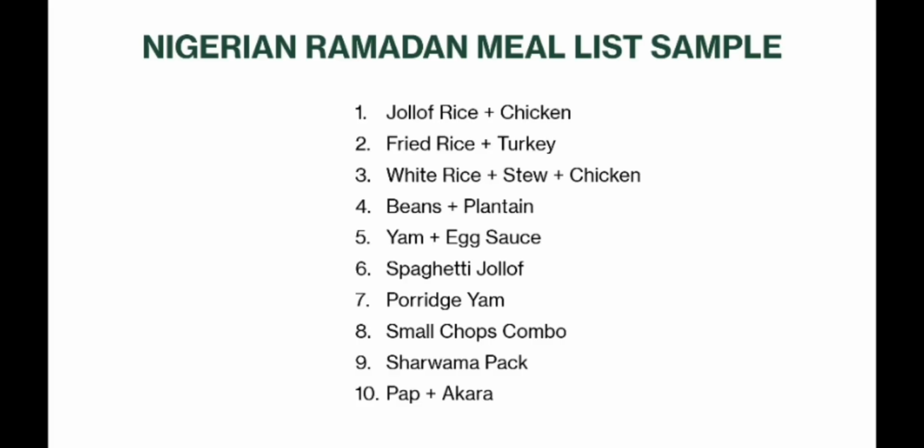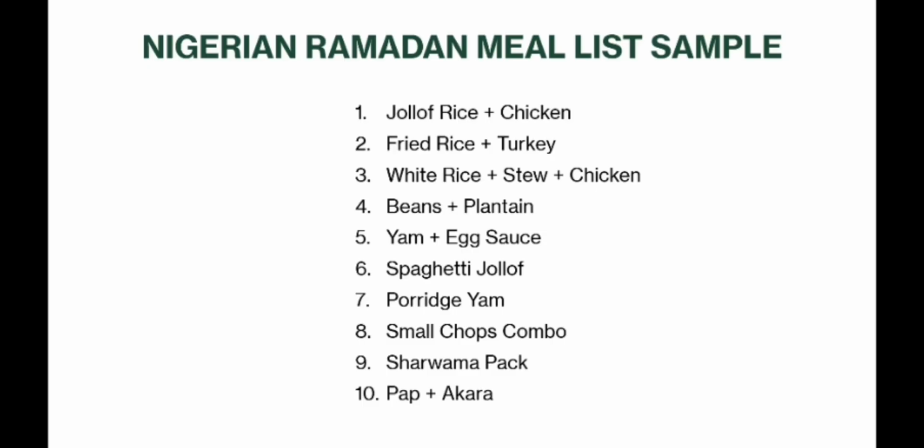For day 1, we are using jollof rice and chicken. For day 2, fried rice and turkey. Day 3, white rice plus stew and chicken. Day 4, beans and plantain. Day 5, yam and egg sauce. Day 6, spaghetti jollof. For day 7, porridge yam. Day 8, small chops combo. Day 9, shawarma pack. And day 10, pap and akara.